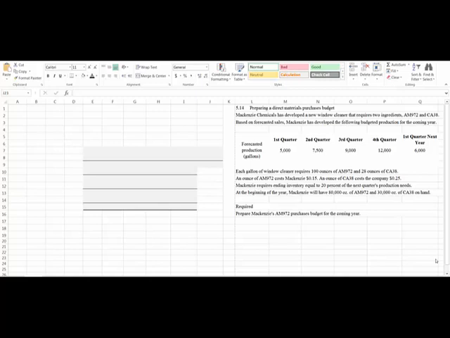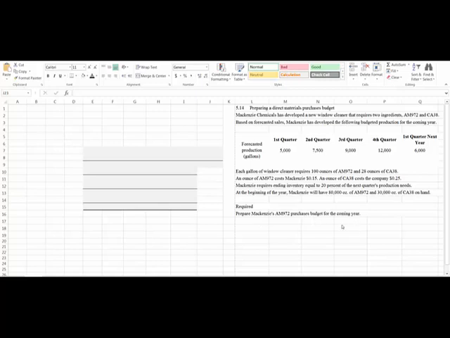So let's take a look at what our requirements are here. Here's a company that has a new window cleaner, and the cleaner requires two ingredients, the AM972 and CA38. They give us our budgeted production for the upcoming year. Let's go down to required. They want us to prepare McKenzie's AM972 purchases budget for the coming year.